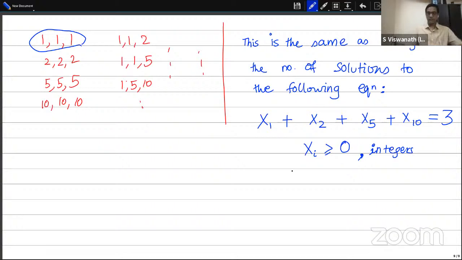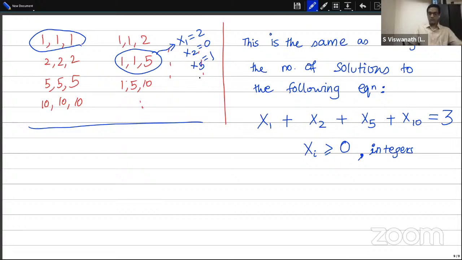So to convert between this and that, if you have a way of choosing, then from that choice you will just make the solution. For example, let's take this one, 115. This choice corresponds to x1 is 2 because I have chosen 2 1 rupee coins. x2 is 0 because I have not chosen any. x5 is 1, that is 1 5 rupee coin. x10 is 0 because there are no 10 rupee coins. So 2 0 1 0 corresponds to this choice, taking 2 1 rupee coins, 1 5 rupee coin, and not taking coins of the other denominations. Okay, wonderful. So how does one solve this problem then?